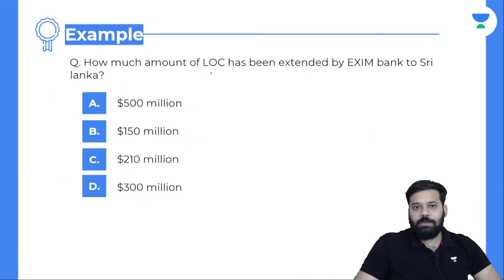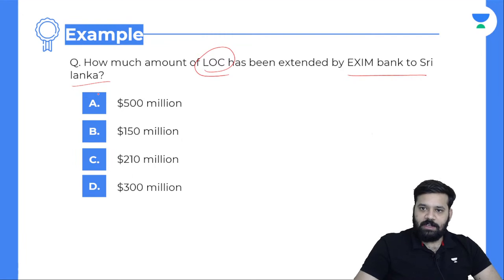Next question. How much amount of line of credit has been extended by Exim Bank to Sri Lanka? $500 million, $150 million, $210 million or $300 million.